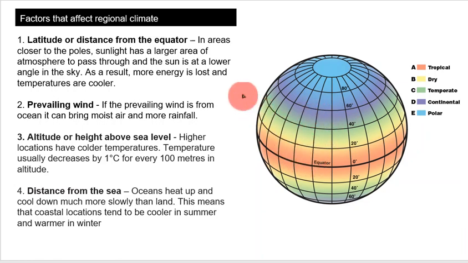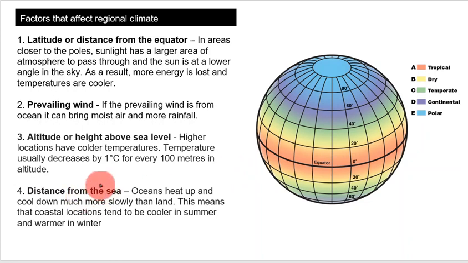Altitude, or height above sea level. Higher locations have colder temperatures, and temperatures usually decrease by 1 degree for every 100 meters in altitude. So as the land mass is higher above sea level, it gets colder. Roughly, there's a 1 degree drop in temperature for every 100 meters. If you think about the Himalayas, or Mount Everest, for example, up on those high peaks, it's pretty cold. It is because you're high up above the sea level.